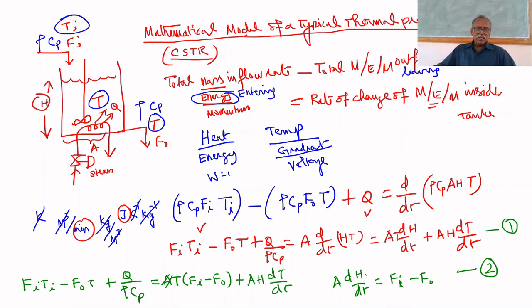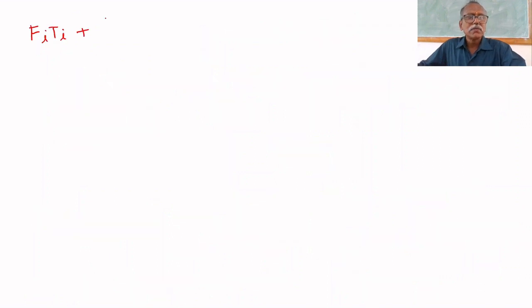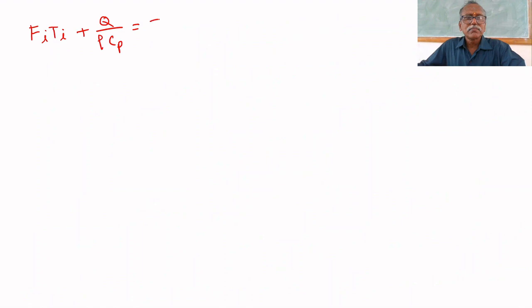This F naught T gets cancelled. Here also one F naught T, here also one F naught T. Both sides are in minus, that's why they are getting cancelled. Therefore, Fi Ti plus Q by rho Cp equal to T multiplied by Fi plus Ah dT by dt.